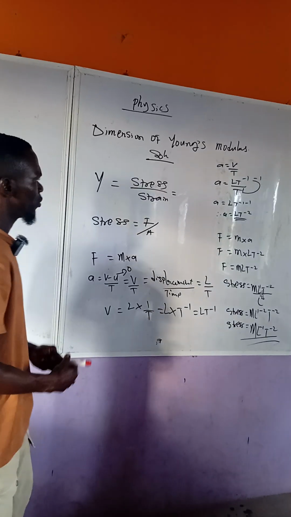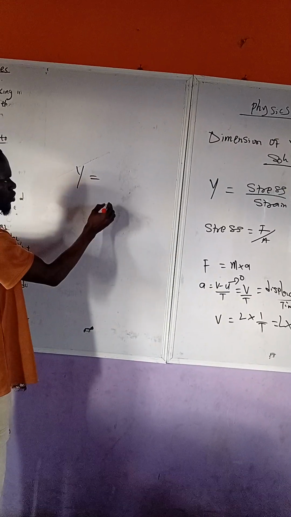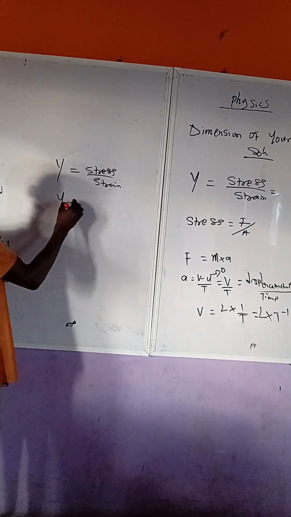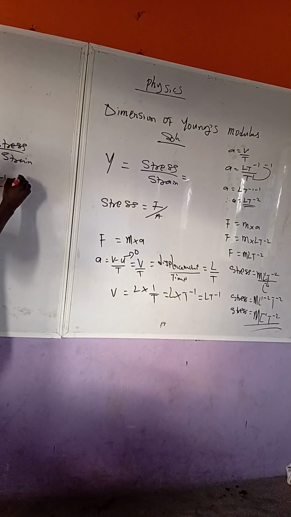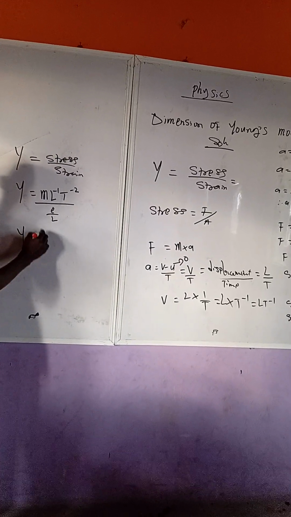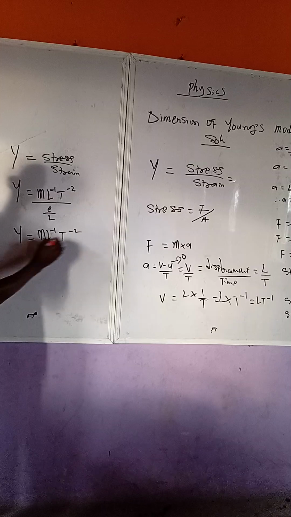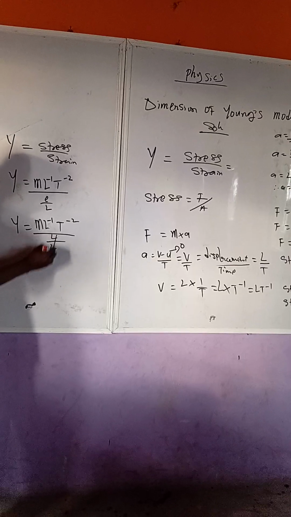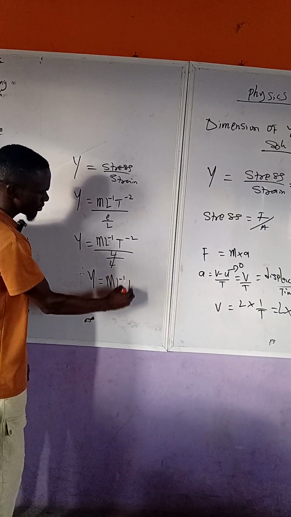But we have to do it for Young modulus, isn't it? Young modulus equals stress over strain. Our stress is M L raised to the power of minus 1, t raised to the power of minus 2. Strain is extension over length, which becomes L over L, and this cancels out. So therefore, Young modulus dimension is M L raised to the power of minus 1, t raised to the power of minus 2.